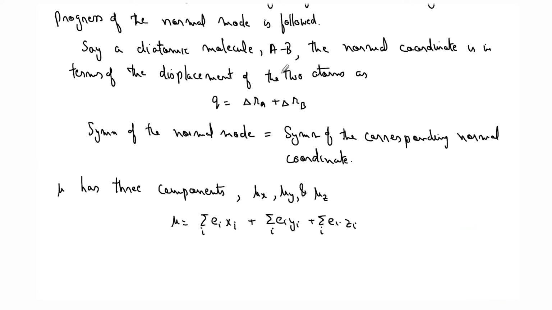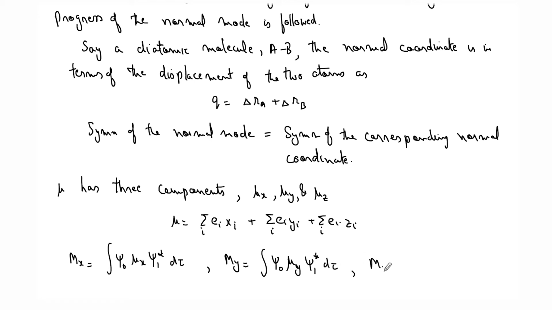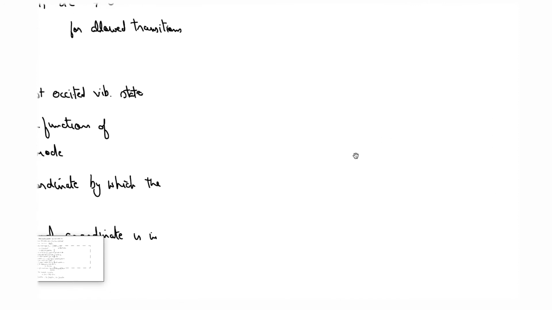Now if mu has three components, then the transition moment integral will also have three components, right? So you can say that M x is the integral of psi 0 mu x psi 1 star d tau. Similarly, M y is the integral of psi 0 mu y psi 1 star d tau. M z is equal to the integral of psi 0 mu z psi 1 star d tau. Now if any of these three is non-zero, then the overall M will be non-zero, and thus the transition moment integral will be non-zero. That means the transition will be allowed, right? So you need to find out all three, and if any of these three survives, then you have an allowed transition, right?